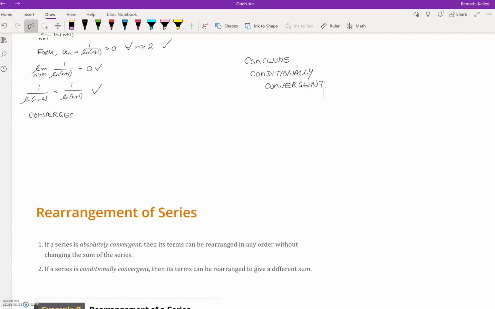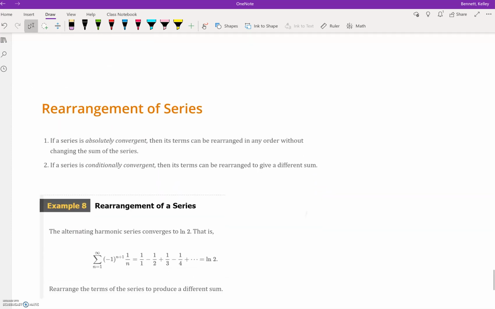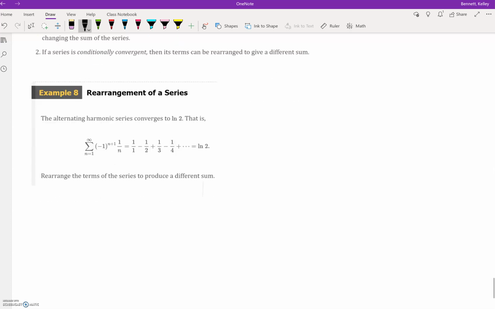All right, so our last example for this section is going to be on the rearrangement of series. And this is dependent upon whether or not a series conditionally converges or absolutely converges. So if we have an absolutely convergent series, then it doesn't matter what order you put the terms in, it's always going to come out to be the same sum. And if you have a conditionally convergent series, then you can do very weird math voodoo and give a different sum for the same problem.